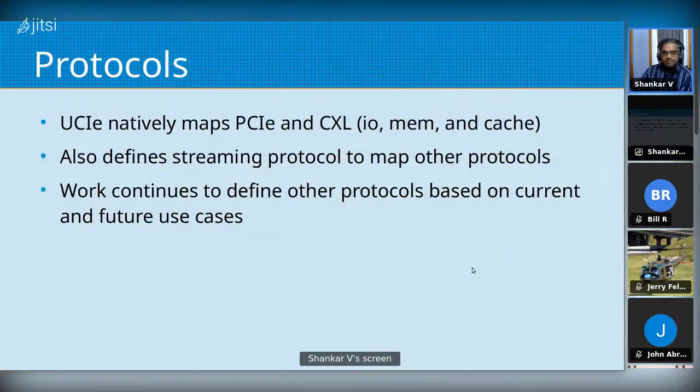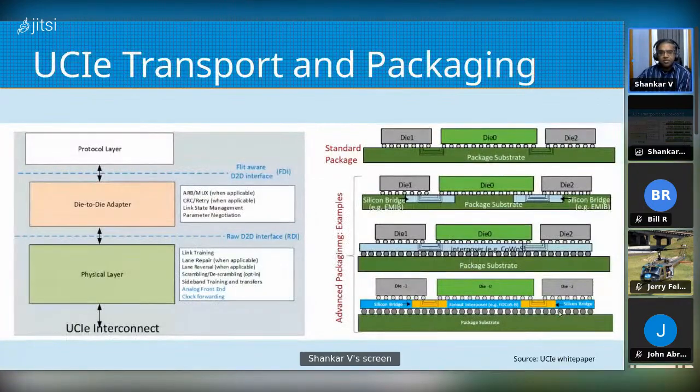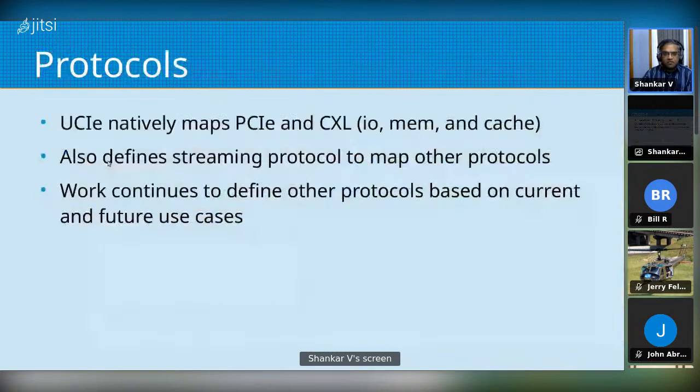Right. So protocols, right? We talked about that this top layer, which is the protocol layer, is not fully defined. So currently, what the UCIe does is it provides a mapping for PCIe and CXL, so all variants of CXL, IO, MEM, and cache, to allow these to go over UCIe.